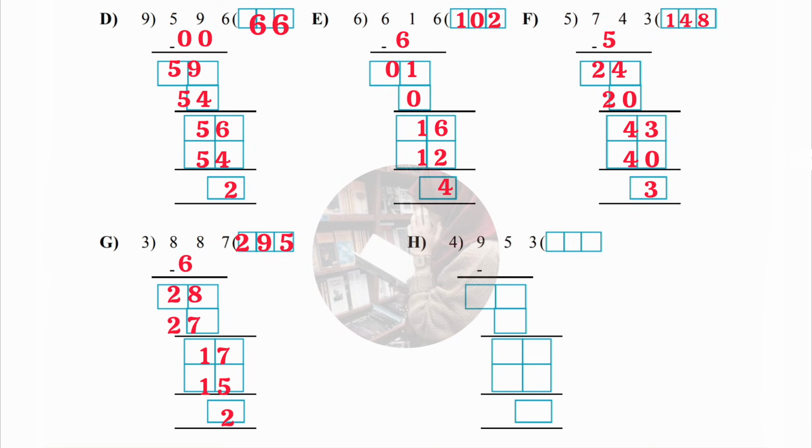Next, last one, 753 divided by 4. So 4 2s 8, 1 will be left, 5 will come down, it will become 15. Then 4 3s 12, 2 will be left, 3 will come down, it will become 33. Then 4 8s 32, 1 will be the remainder.